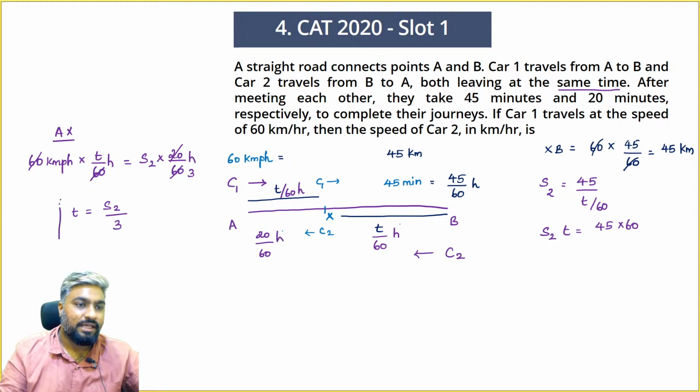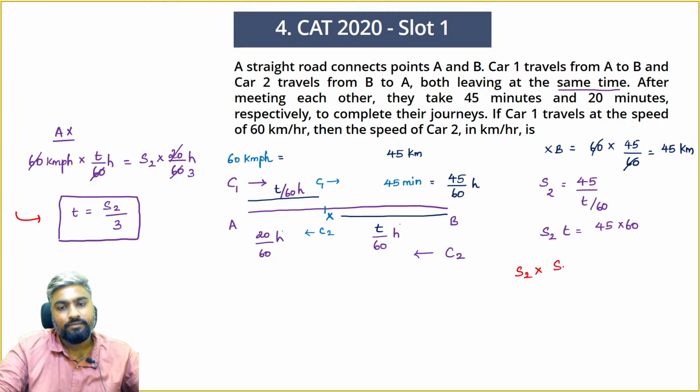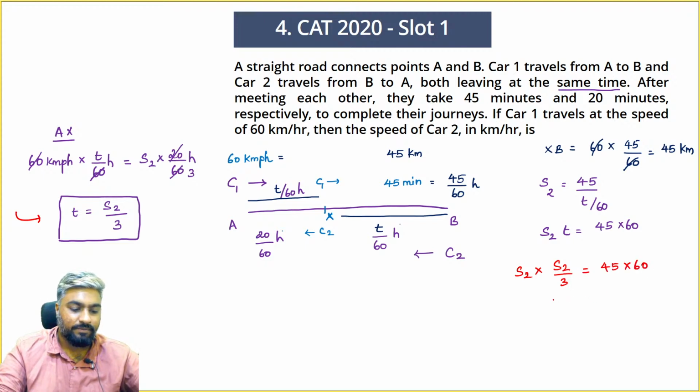So I have T right now in this form, S2 by 3. I need S2. Can I substitute it in this equation, guys? Substitute this here. What will happen? S2 into T, which is S2 by 3, should be equal to 45 into 60. Feeling it, everyone?